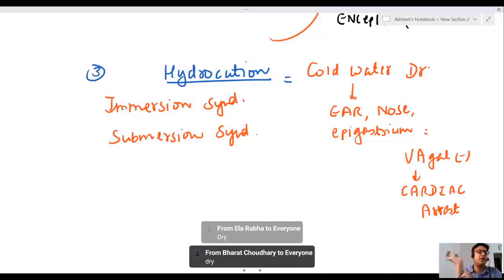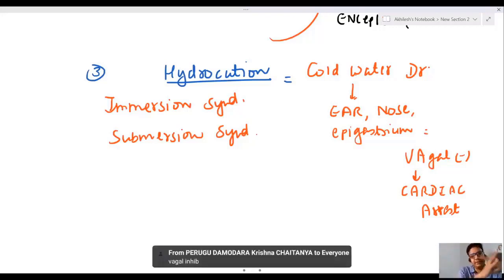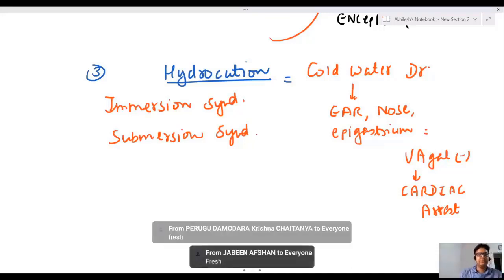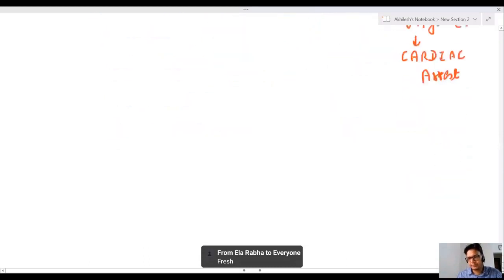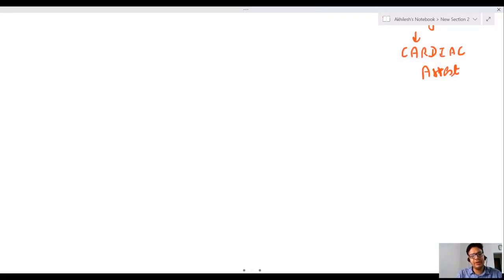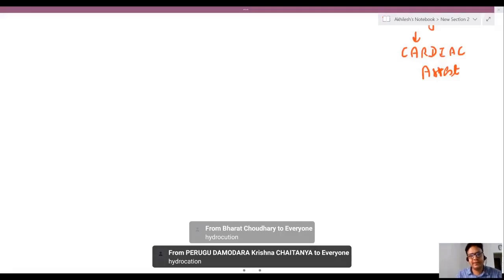What is the cause of death in cold water drowning? Vagal inhibition leading to cardiac arrest. Hemodilution and hyperkalemia are features of freshwater drowning or seawater drowning? Freshwater drowning. Which is a faster death, freshwater or seawater? Immersion syndrome and submersion syndrome are other names of which drowning? Hydrocution. Absolutely right, my dear friends.